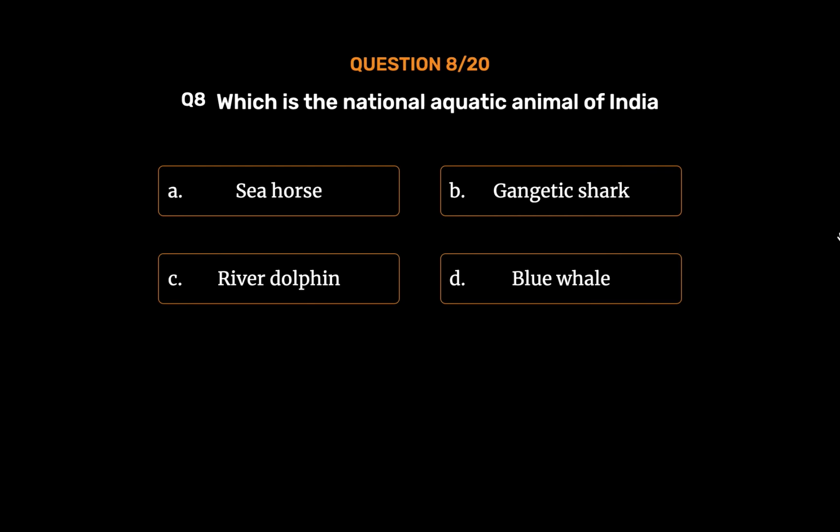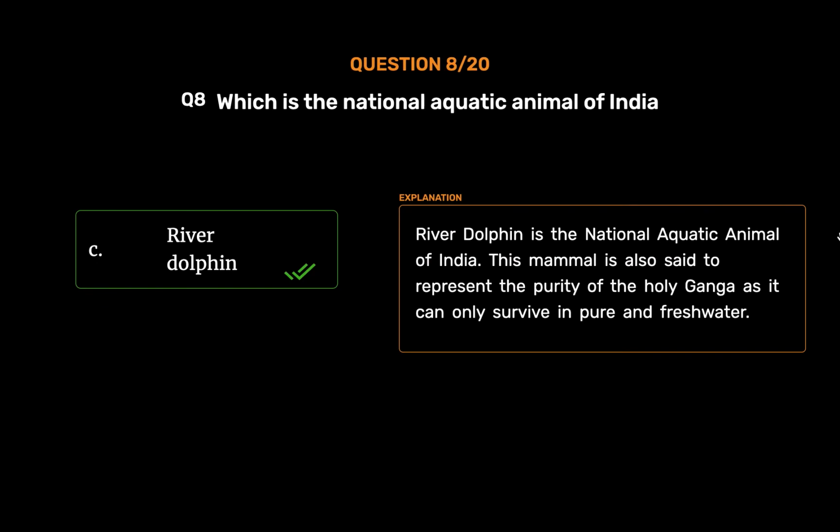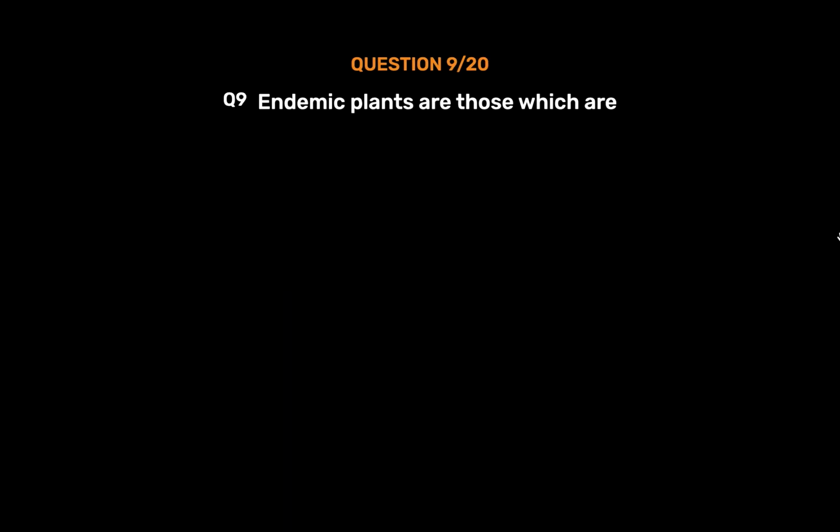Blue whale. The correct answer is option C. River dolphin. River dolphin is the national aquatic animal of India. This mammal is also said to represent the purity of the holy Ganga, as it can only survive in pure and fresh water. Question number 9.